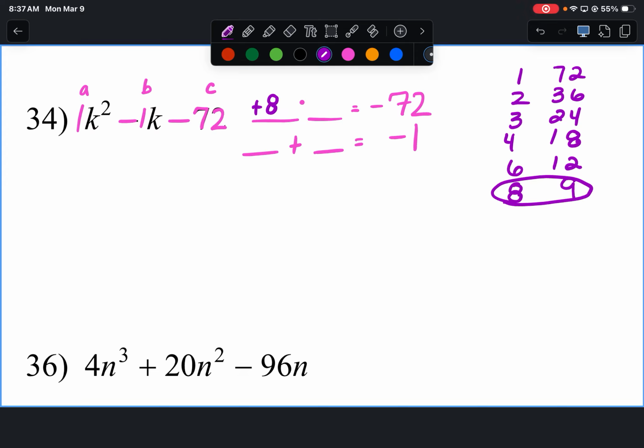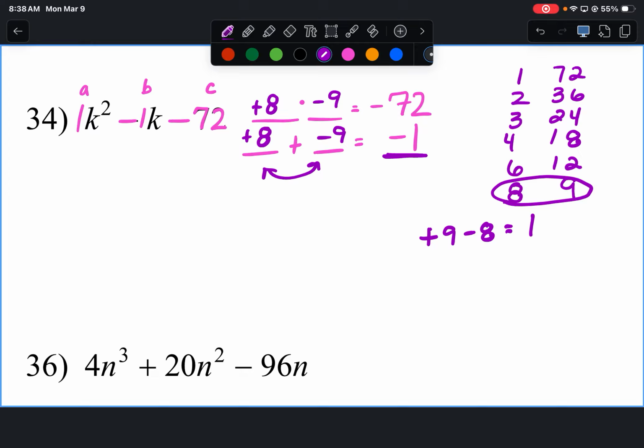Positive 8. Which number is negative? Yes. Okay, because it has to add up to give us negative 1. So if we did positive 9, negative 8, that gives us 1. So we have to do that. But the order of those two doesn't matter. I could do negative 9, positive 8. That part doesn't matter.